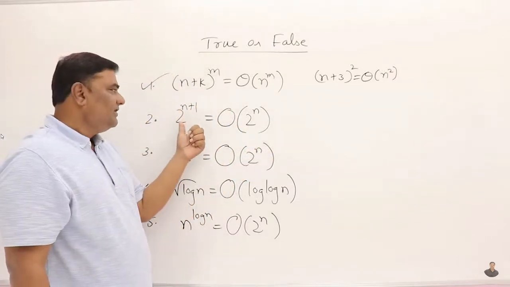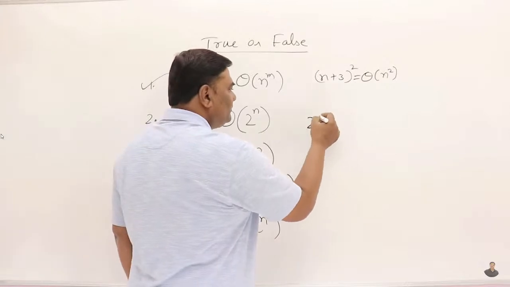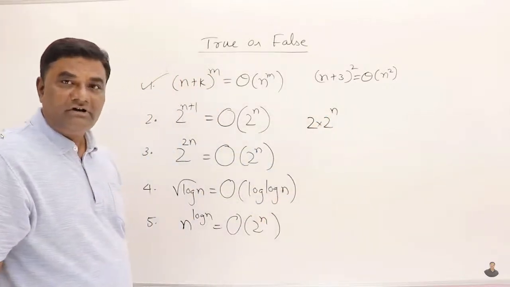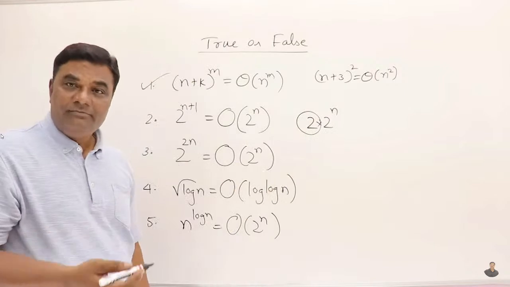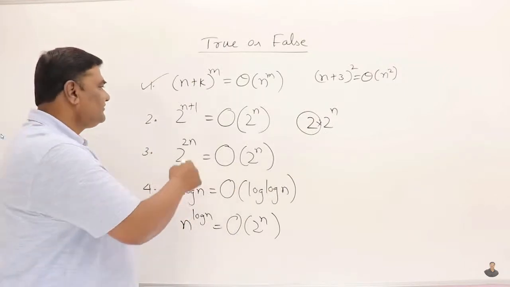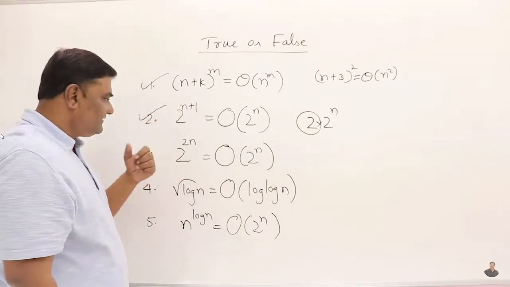Then what about this one? 2 power n plus 1. So this is 2 into 2 power n. The coefficient is ignorable, and it is theta of 2 power n, also big O, also omega. Anything you can write. So this is also correct. Big O is correct. Then let us take this one.